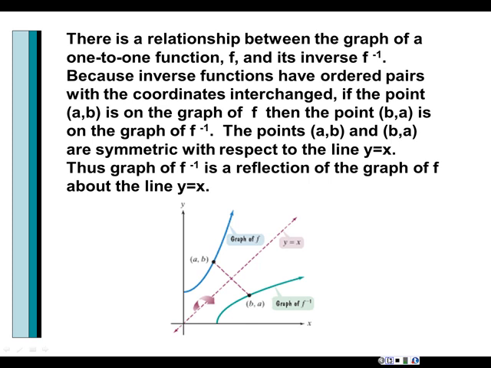Now, any two functions which are inverse to each other will be symmetric about this line. If you draw the line here, this side and this side will look similar. So based on that, if we know one function and we know that there is an inverse of that function, we can estimate the graph of the other.